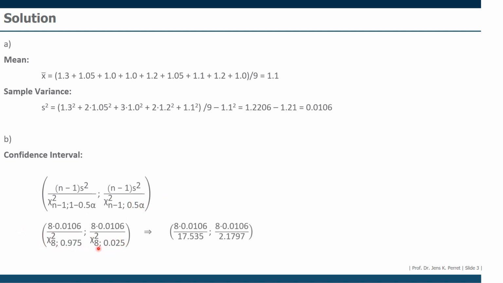That's the 2 values we have to look up in the corresponding tables for chi-squared, giving us results of 17.535 and in this case 2.1797. We're going to put each of these parts into a calculator, netting us a final result of 0.048 and 0.0389. So that's the interval which with a 95% certainty contains the real variance of the dataset.